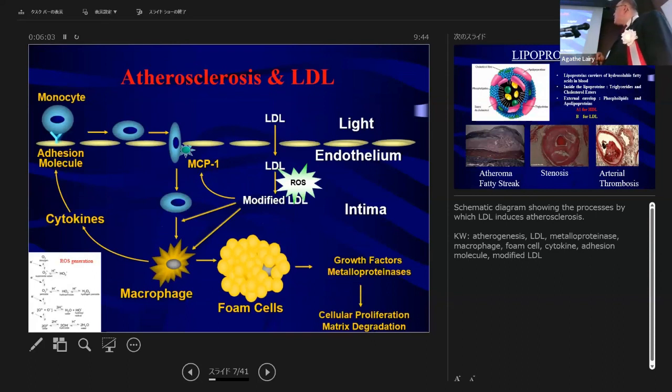So the story is that, in fact, atherosclerosis begins with low density lipoprotein. It can be modified, and there is oxidation of this lipoprotein. And the lipoprotein, in fact, leads in this case to what we call macrophages. Macrophages, with time, at the vessel tubes become foam cells, and foam cells create growth factor with metalloproteinases, leading to cellular proliferation and matrix degradation for the vessel and the arteries generally.